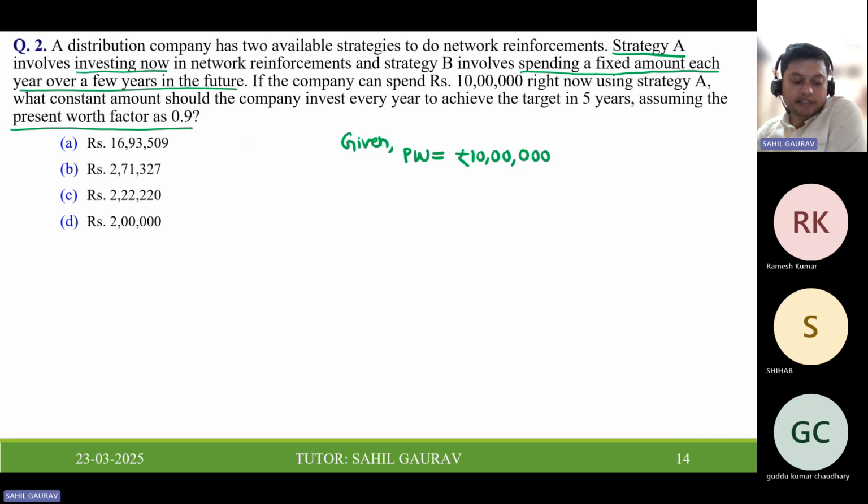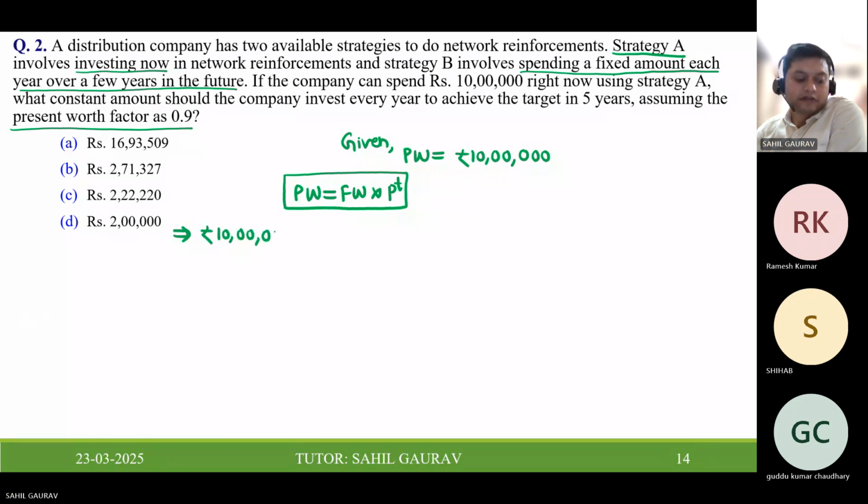So you can solve it in this way also, because we know the relation: present worth equals future worth into P to the power T, right? So you know the present worth, that is 10 lakh. And in strategy B, we have to invest each year. So let the amount of money be the future worth, and P is given as 0.9, the present worth factor. So the first year we have invested at 0.9.